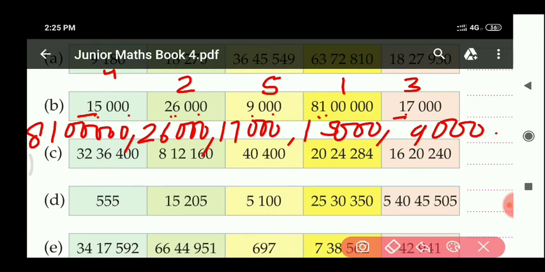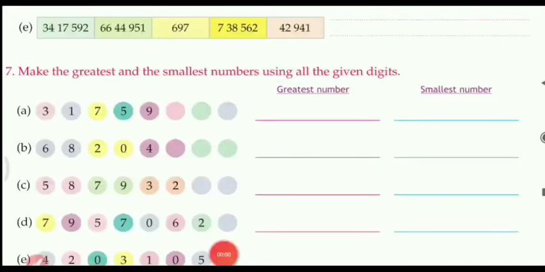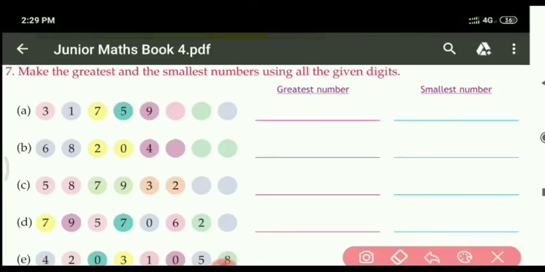As I did this part, similarly you will do C, D and E part. This part will be your homework. Let us see the next question. It is given: make the greatest and the smallest number using all the given digits.